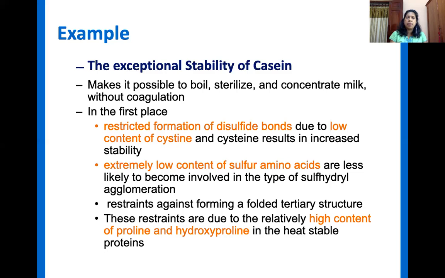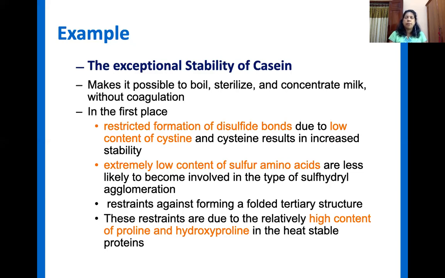But the thing is, milk is having the casein. Therefore, you can get it back. Extremely low content of sulfur amino acids are less likely to become involved in the type of sulfur-hydryl agglomeration. That is also the other reason, because sulfur agglomeration also supports coagulation after breaking down the sulfur bond. But in the case of milk, as there is less sulfur amino acid, it is not happening.